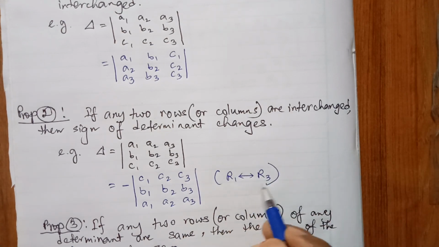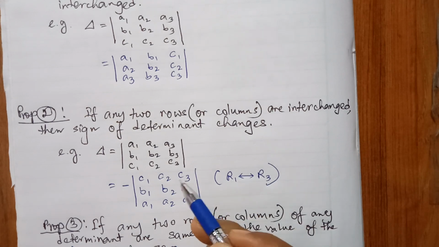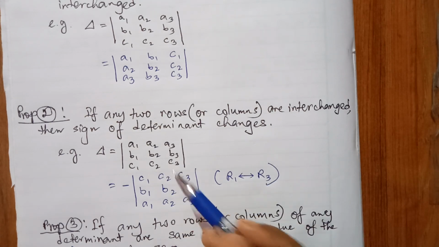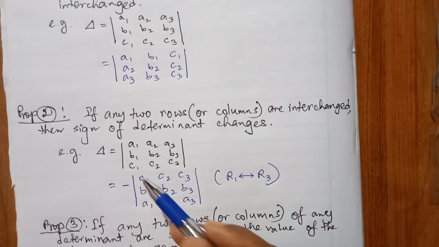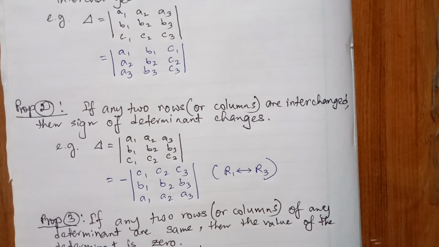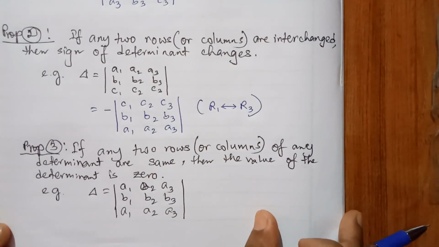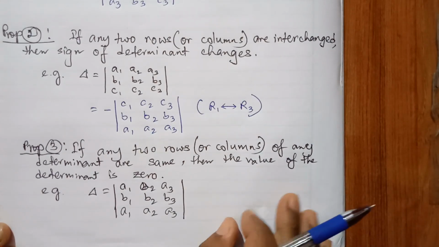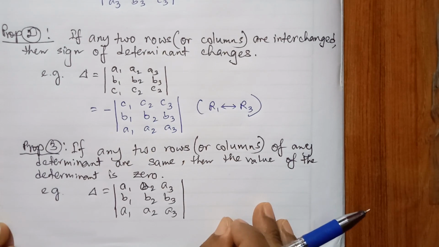This property you have to mention on the right hand side. So if you interchange any two rows or any two columns, then the sign of the value of the determinant will change. Plus will become minus, and if it is minus, then it will become plus. This is the property number 2. Next we go to property number 3. If you have doubt, you can repeat the video and try to understand it carefully.